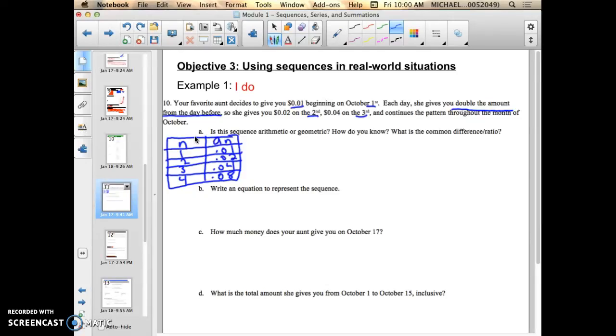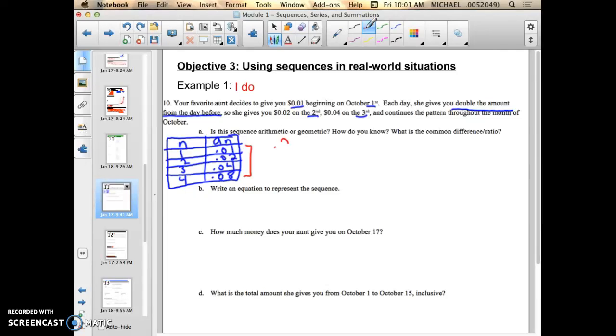Now, I have to determine if this is arithmetic or geometric. I'm going to check to see if it's geometric. I'm assuming that it's geometric because if you look at the outputs right here, they're increasing between each term: 0.01 to 0.02, and then 0.02 to 0.04. It looks like the difference between those numbers is getting bigger each time. So that's a clue that this is geometric. So I'm going to test that out.